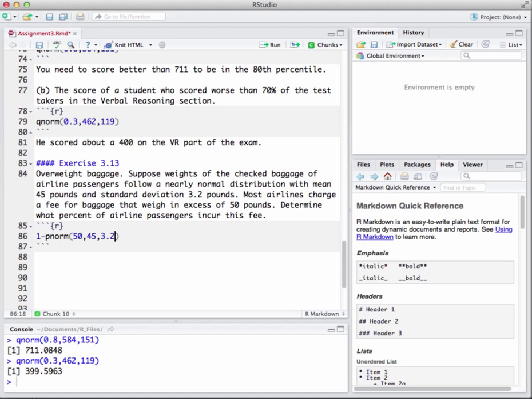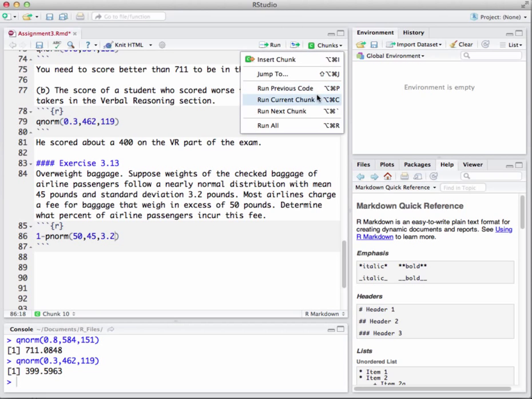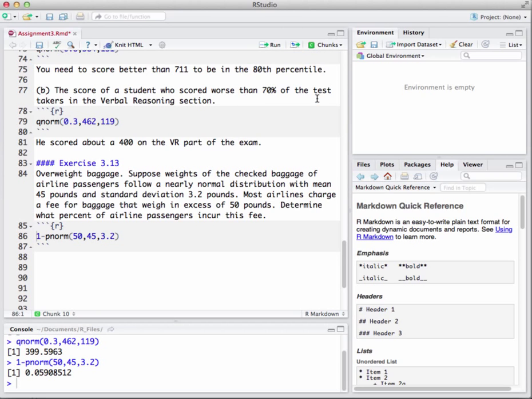All right, let's go ahead and run that chunk so we can just see what we got there. So go ahead and run current chunk, and it comes back to basically 6%. So about 6% of passengers will incur this fee.